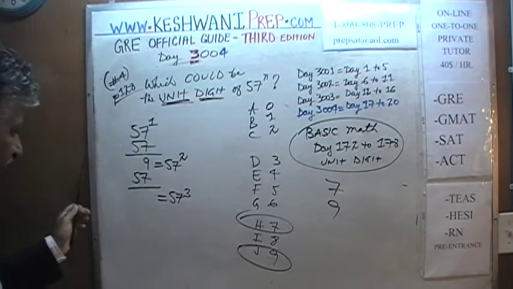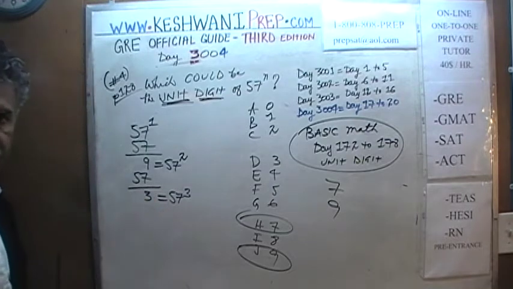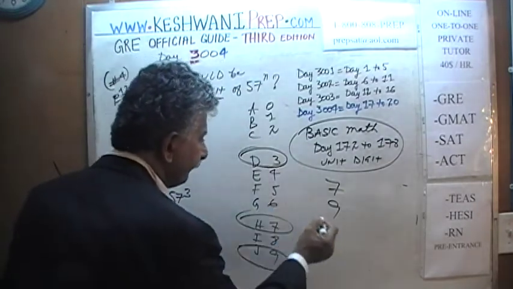Well, 9 sevens are 63. Again, we don't have to worry about what the actual quantity is. 9 sevens are 63. It ends in a 3.